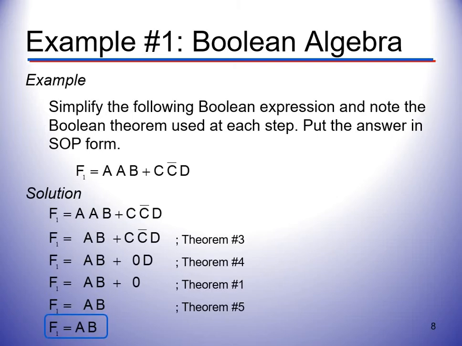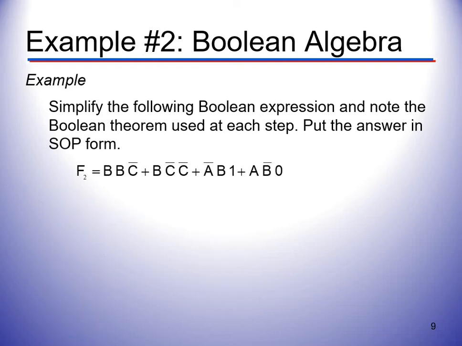So you can guide through it like this, okay? A and A becomes A, so we're just at AB. C and C bar becomes 0, okay? So we have AB or 0 and D. 0 and D is 0. So we're left with AB or 0, which is just AB. So we should be able to simplify these down. You might have to watch this a couple times and watch the simplification piece, but I think you'll be able to get these down.